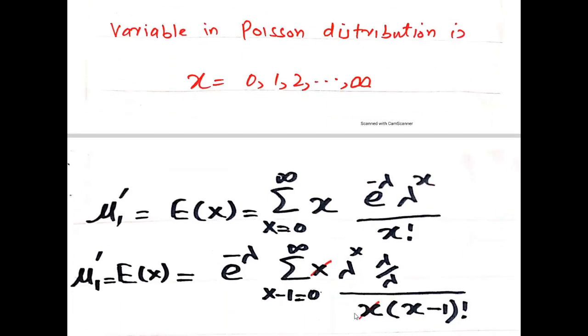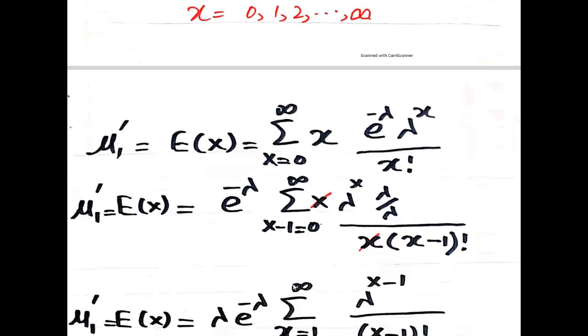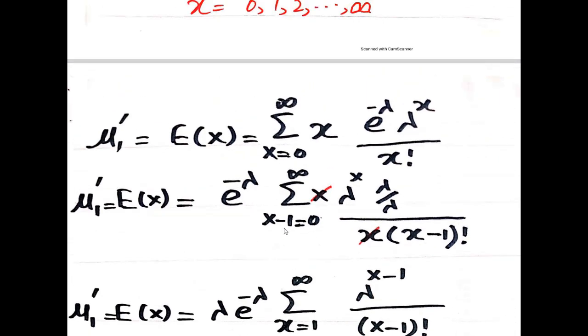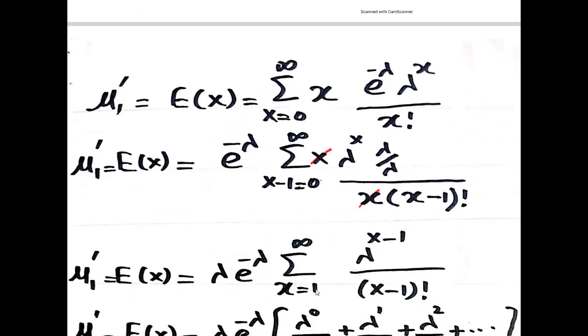So put these values. The expected value of x is equal to the sum over x ranging from 0 to infinity. X is the random variable and p of x is e power minus lambda lambda power x over x factorial. Now we solve it. So here we expand our factorial up to one term. So we decrease one term from the random variable. So now our random variable starts from 1 to infinity.